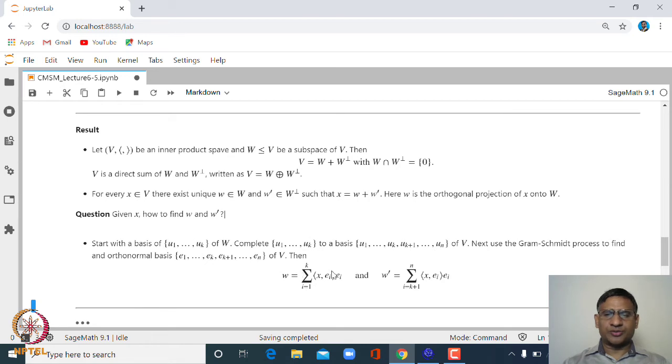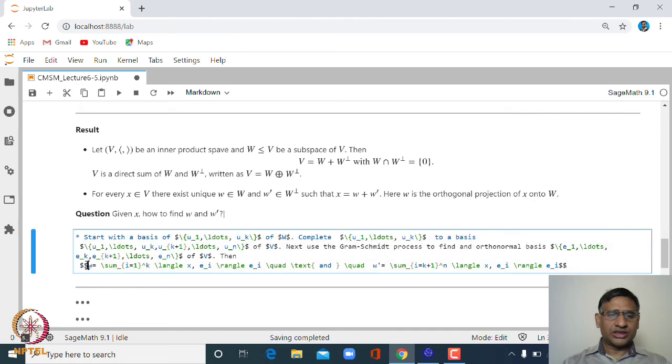Then we know that in this case X can be written as the summation of Xi Ei, where Xi is nothing but X inner product with Ei. You just take the components with i going from 1 to k as W, and the components from k plus 1 to n as W dash. That is how you can obtain W and W dash from this.